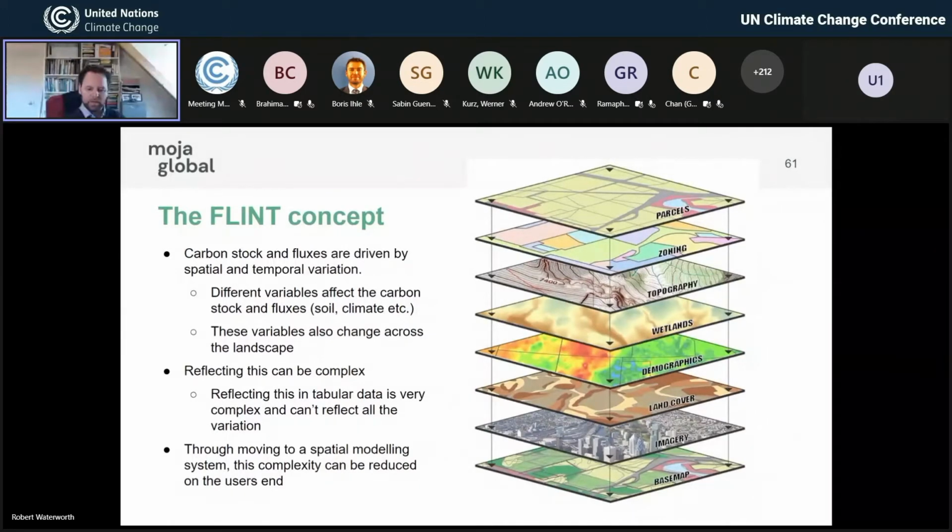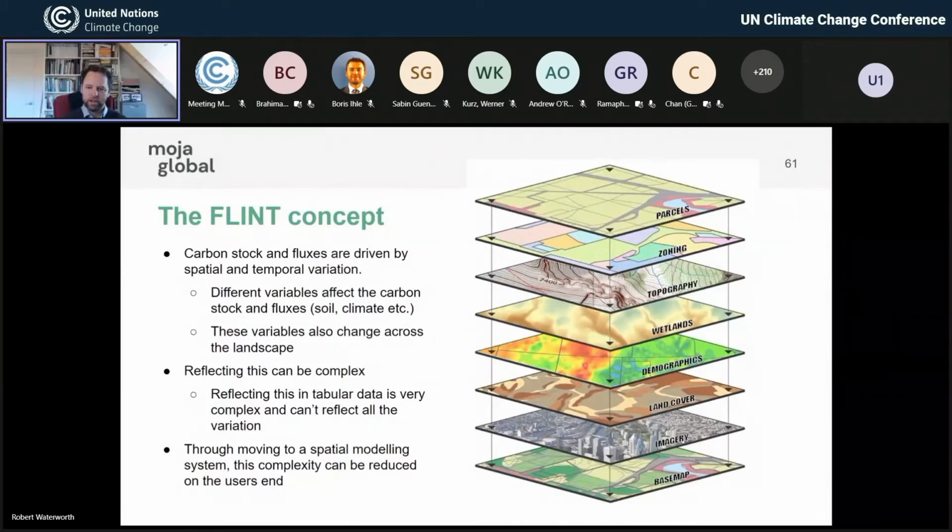But you get to a point where you get too many maps and it's very difficult to run that. The FLINT uses those maps, so it certainly needs GIS systems, you certainly need all this spatial information, but it actually runs a time then space analysis. There's a significant difference there, and we're going to talk about that a bit later on.